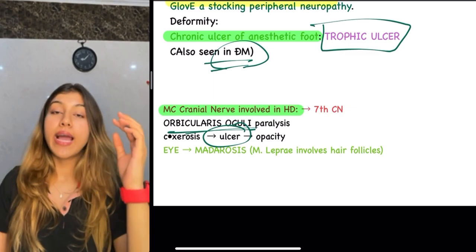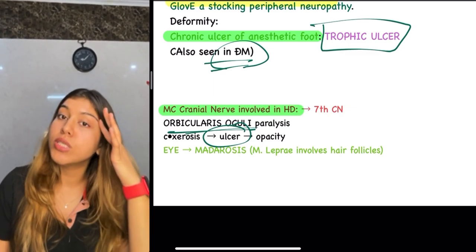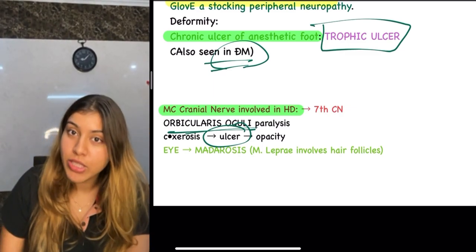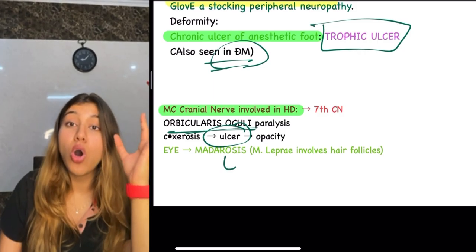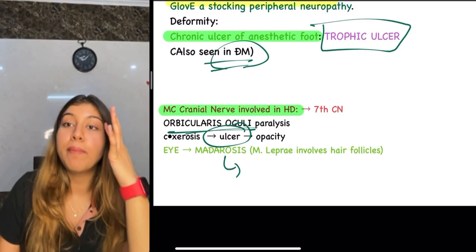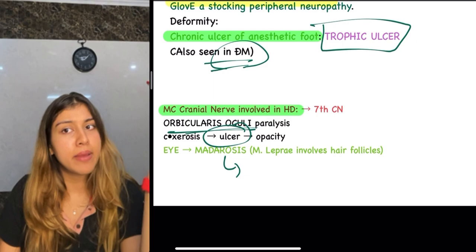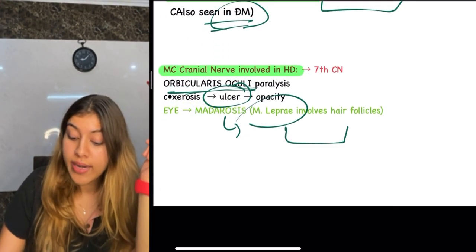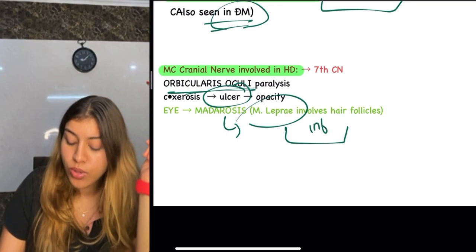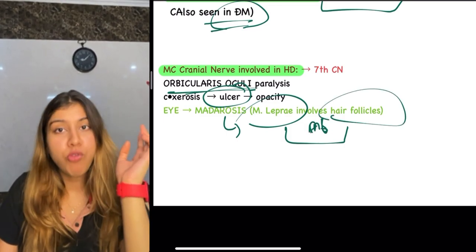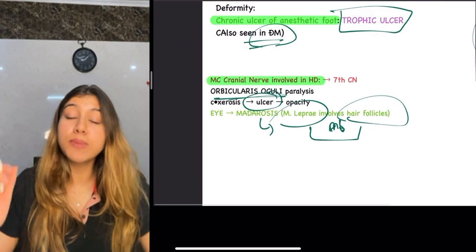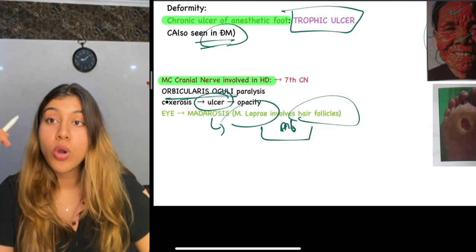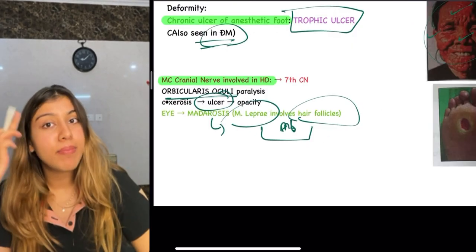Next, what you need to know, guys, in the eye region, you will see madarosis. What does the word madarosis mean? We have already mentioned this earlier. Madarosis means loss of your eyebrows, the lateral part of your eyebrows. Why, guys? Because your Mycobacterium leprae also goes and affects your hair follicles.